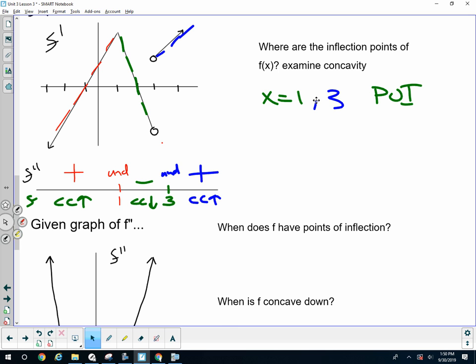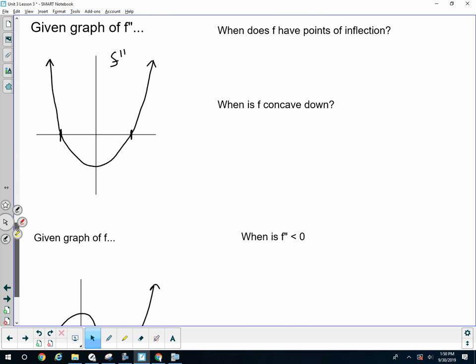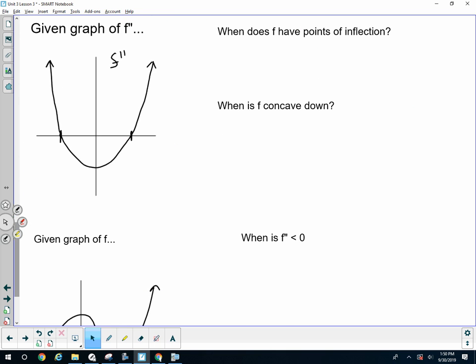Like throwing those all together is what we will be expected to do next class. Okay. Again, understand what you have. You were given the graph of f prime. Now, this is the graph of f double prime. You converse with your neighbors. Tell me, when does f have a point of inflection? And when is f concave down?